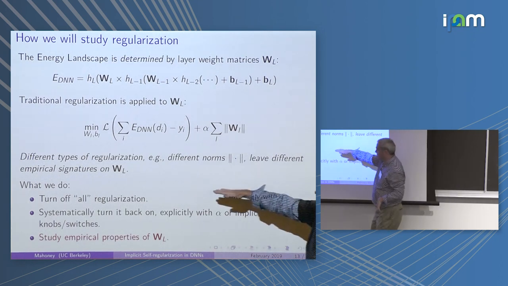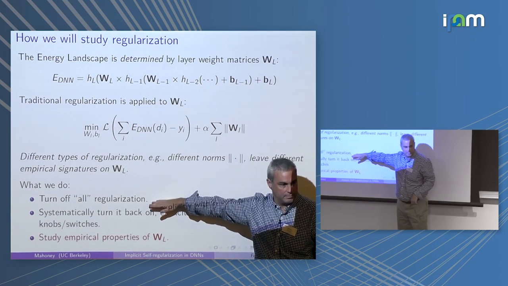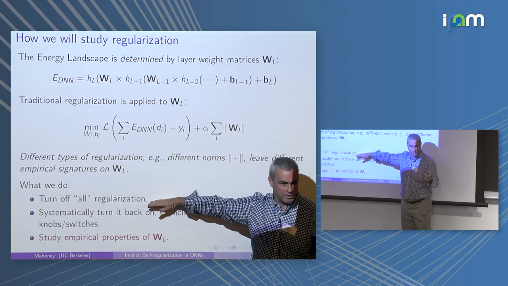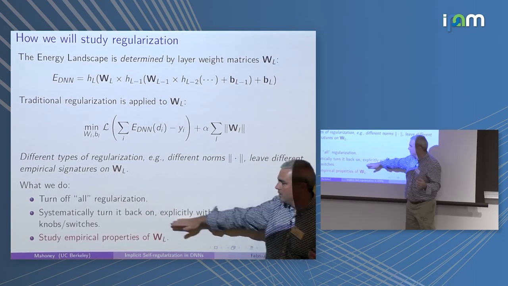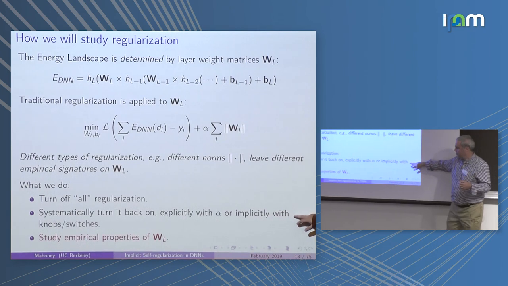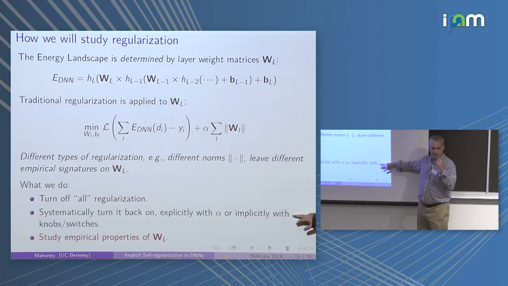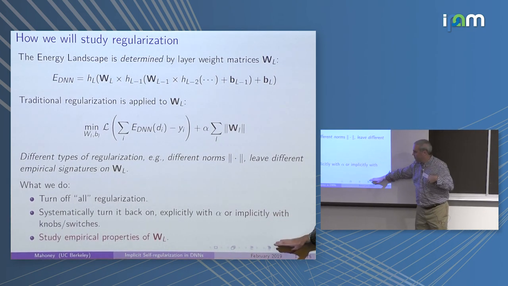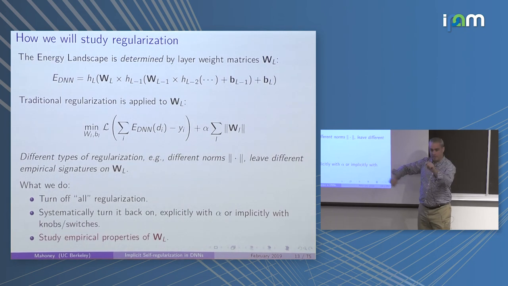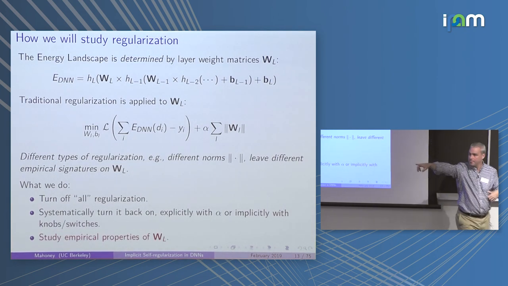And so the way we want to do it is to turn off all regularization. We can't quite do that because every knob is essentially regularization parameters, but this is the aim. Systematically turn it back on, maybe with an alpha, maybe by changing batch size, maybe by doing other things. Study empirical signatures of W. One at a time, we're going to run a controlled experiment. Was there a question?